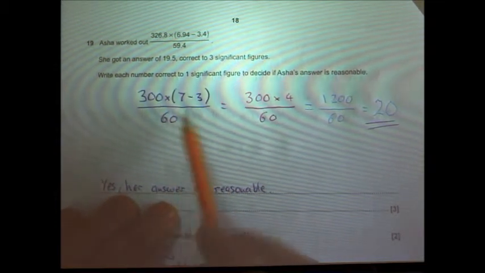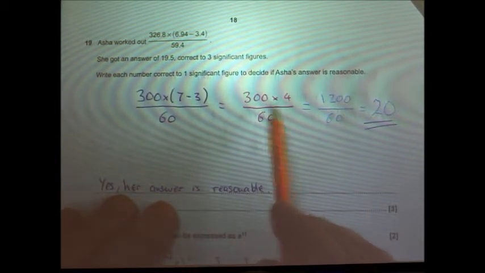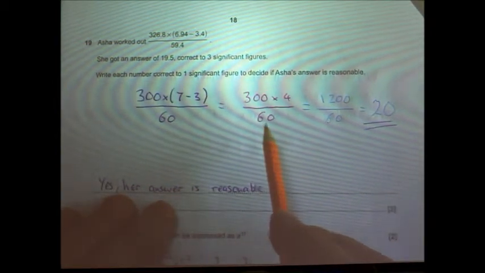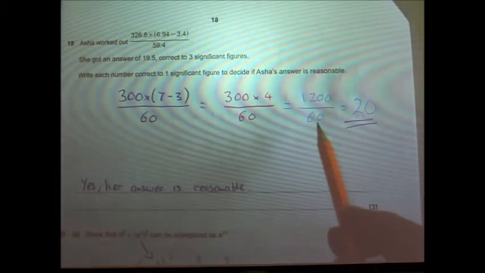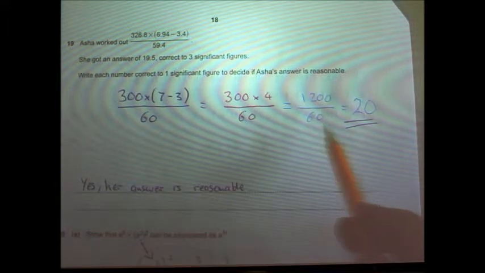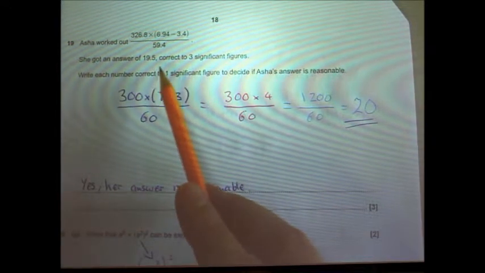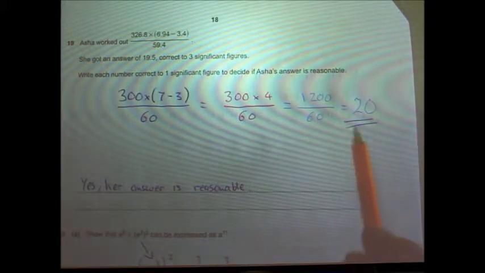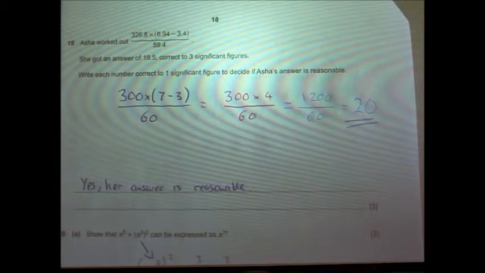So I've written that down, and then I've just started to solve it. So 7 take away 3, that gives you the 4. So 300 times 4 divided by 60. 300 times 4 is 1,200 divided by 60. You can use your calculator for this if you like. That will give you 20. So yes, her answer was 19.5, and the answer we got was 20 when we did the rounding. So yes, her answer is very reasonable.